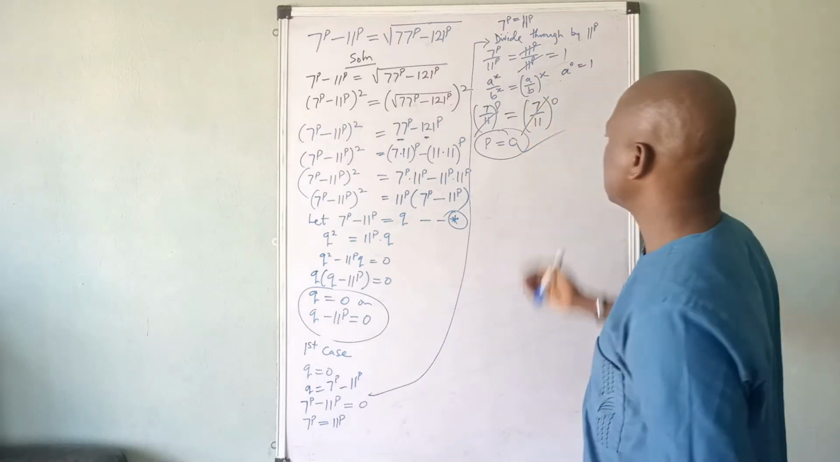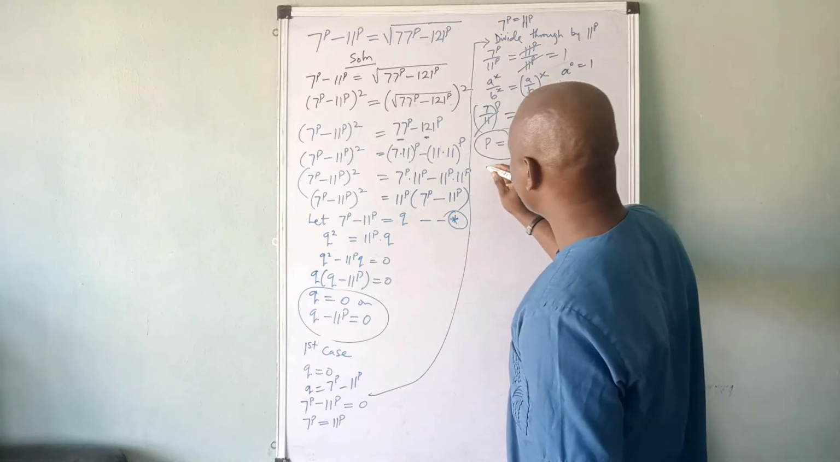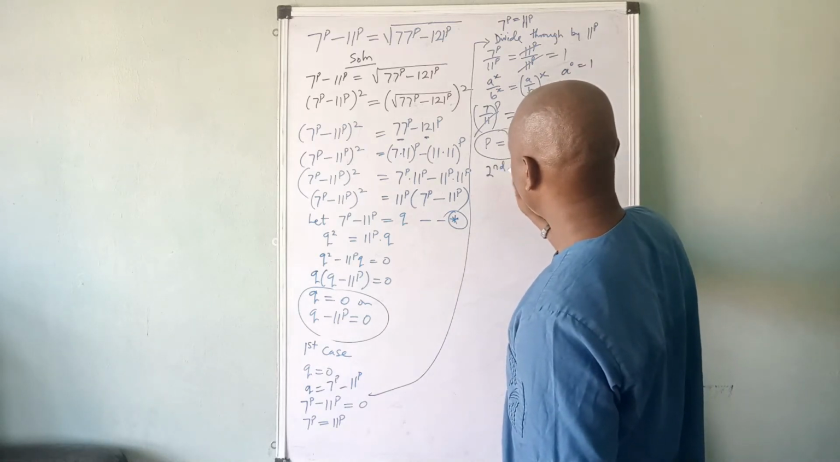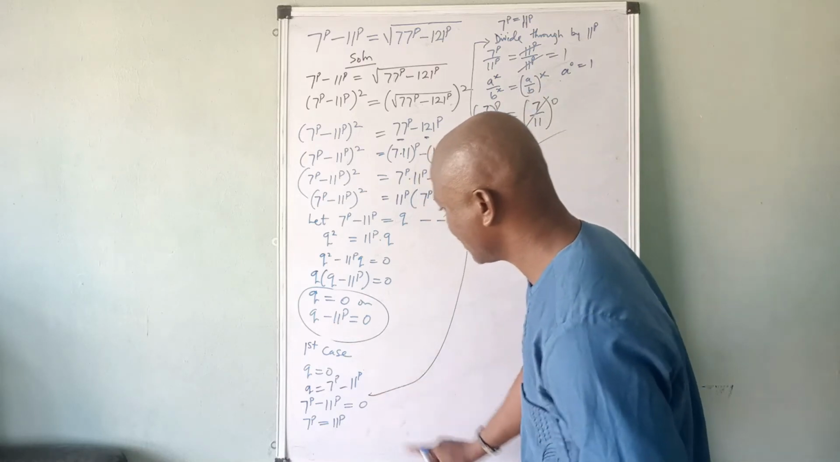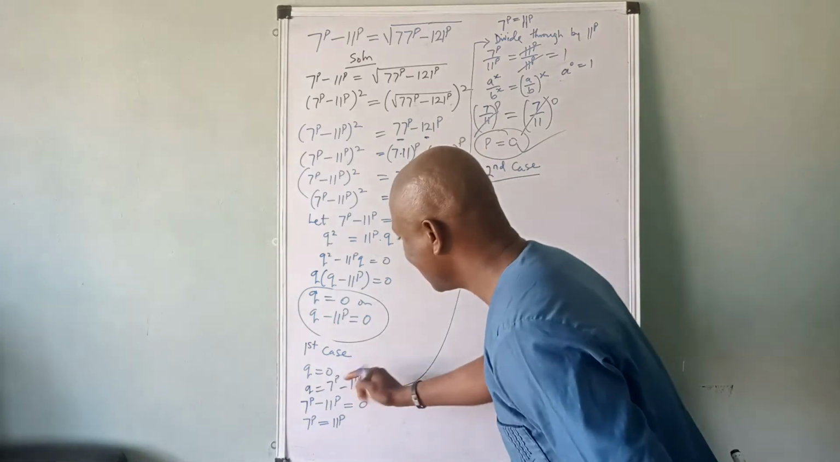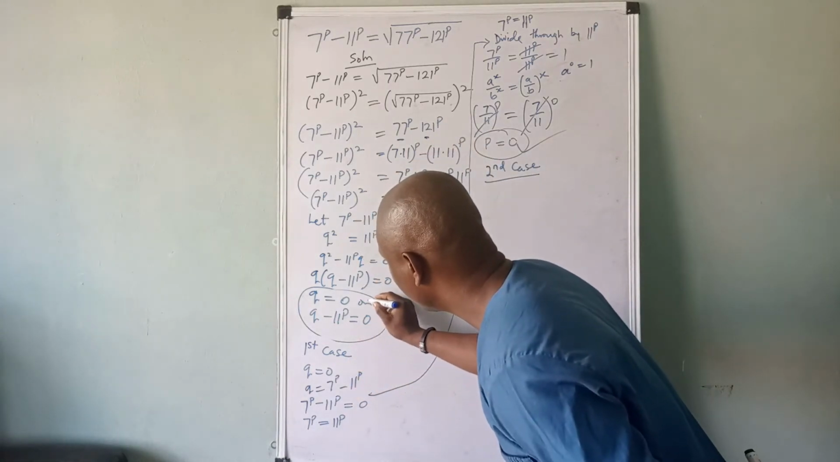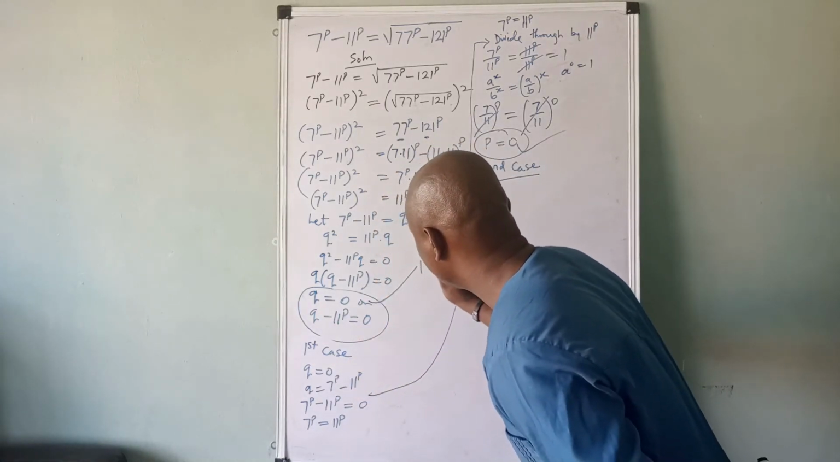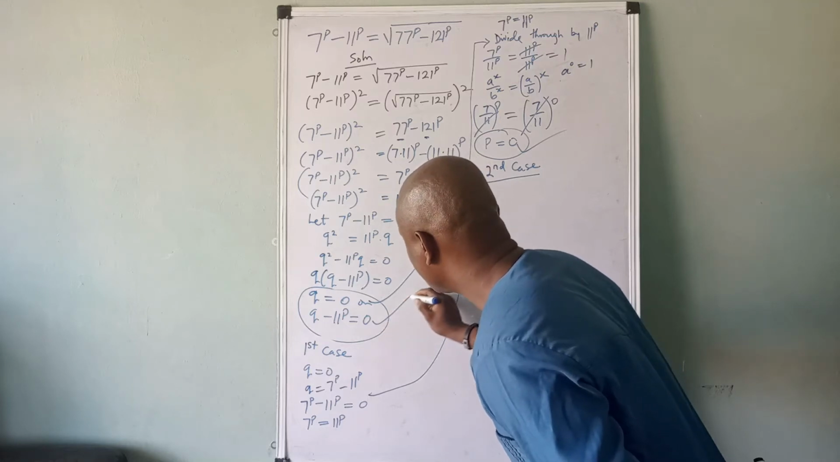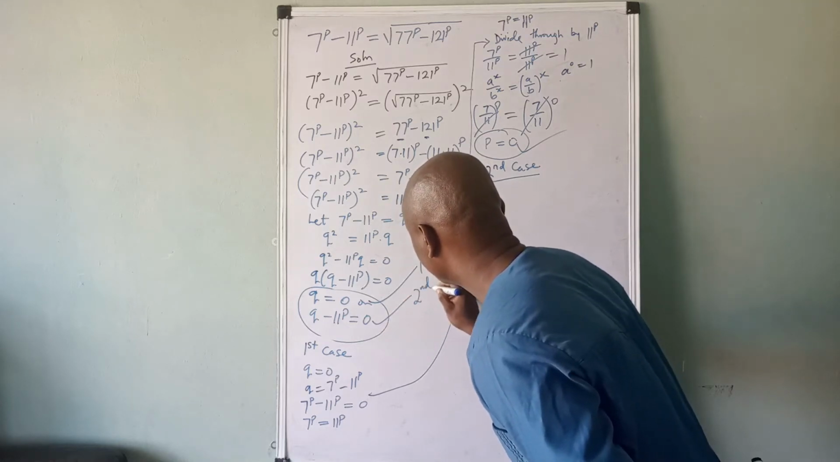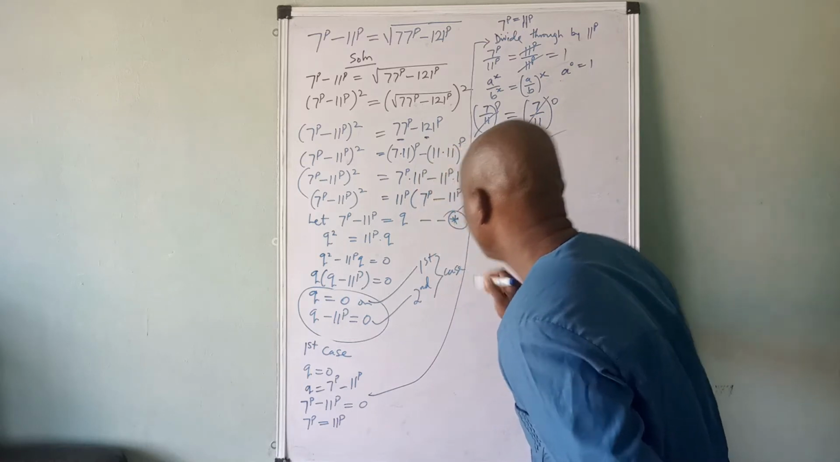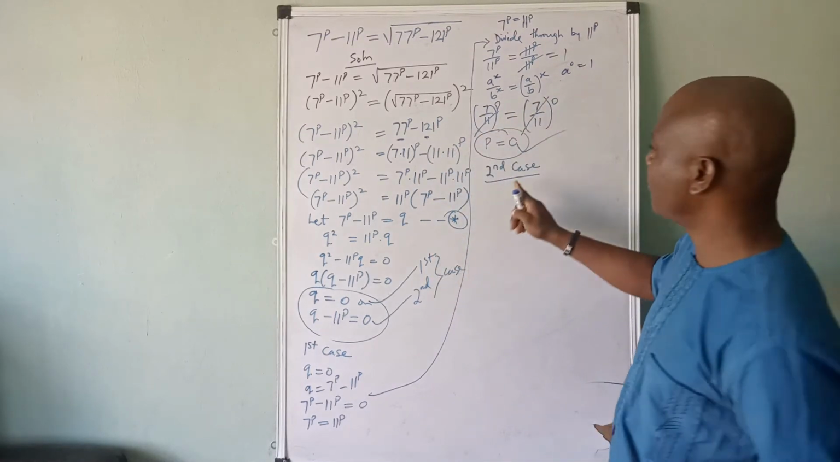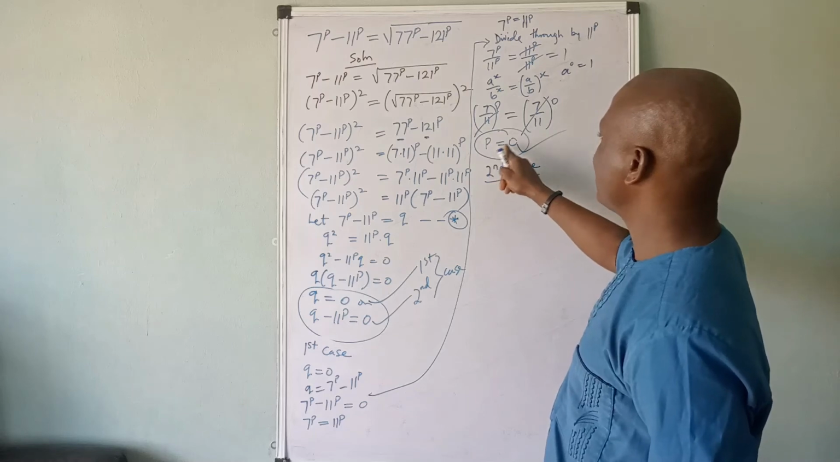So going forward, we can now tackle the second case. Remember, we had case 1 and case 2. So the first case is this one, and the second case is this one. So we have these two cases to handle. For the first case, we found that p is equal to 0.